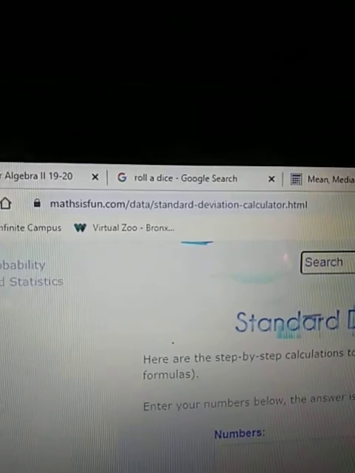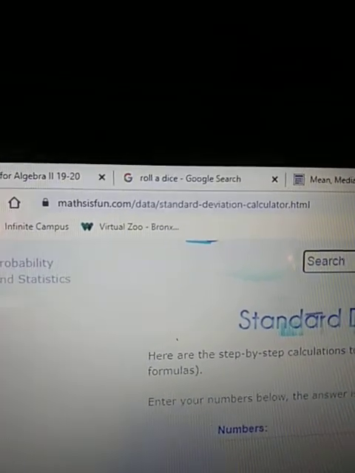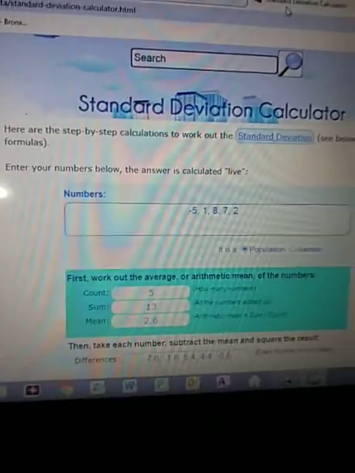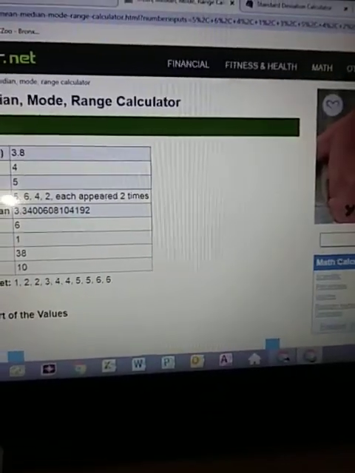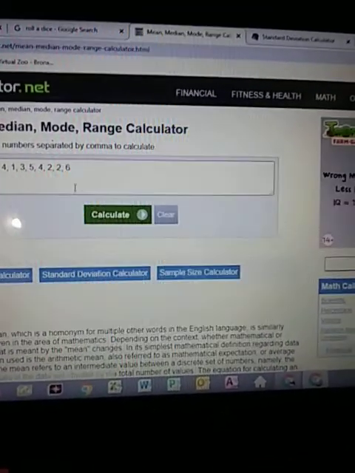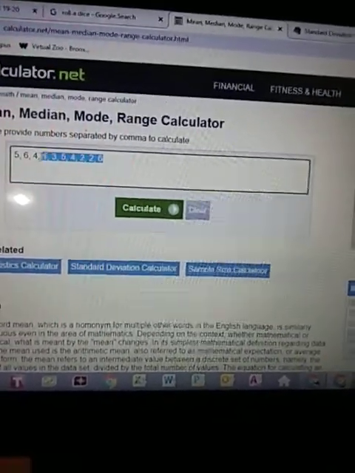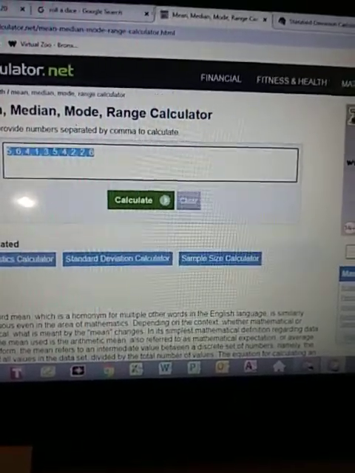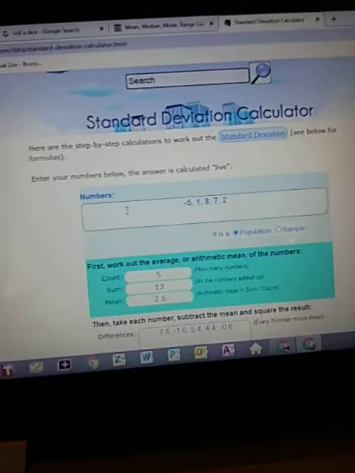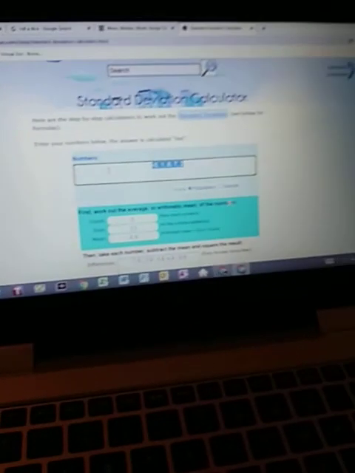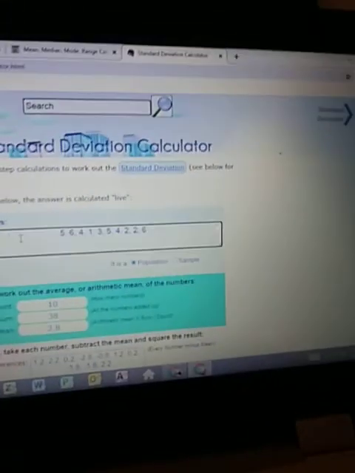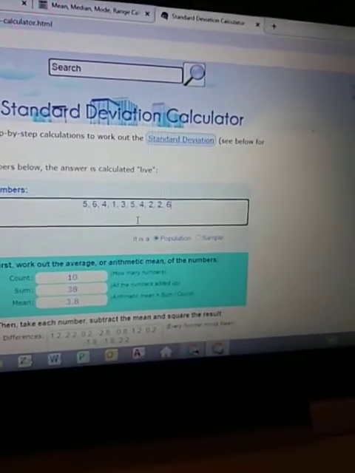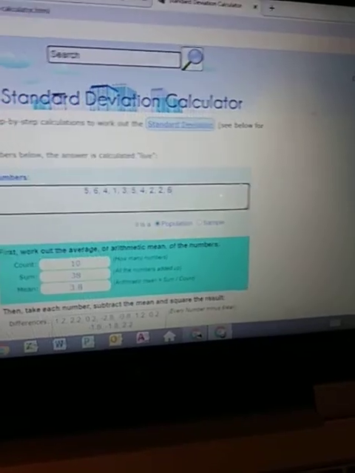I went to the Math is Fun website, mathisfun.com, and there's the URL. Okay. You just type your numbers in. If you want to make life easy, you can just copy and paste your numbers here. Just copy and paste from this calculator. Copy. Plug them into the standard deviation calculator. And it should work.